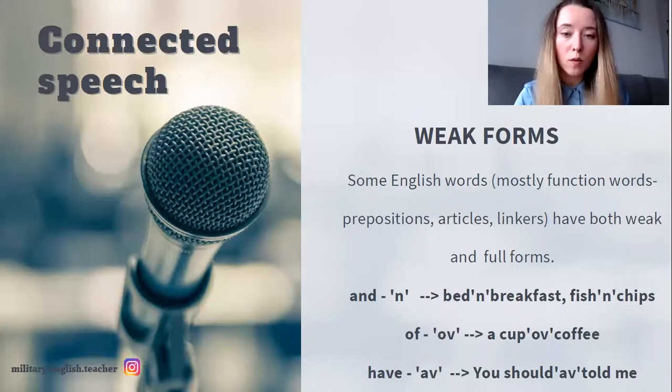Okay, weak forms. So we haven't talked yet about content words and function words in English. Content words are the words that carry the meaning, like nouns, verbs, adjectives, adverbs, while function words are words like prepositions, articles, determiners, this kind of short words that usually carry some grammatical meaning. And function words can have both a full form and a weak form. So when they are in the sentence, in connected speech, they become weak forms.